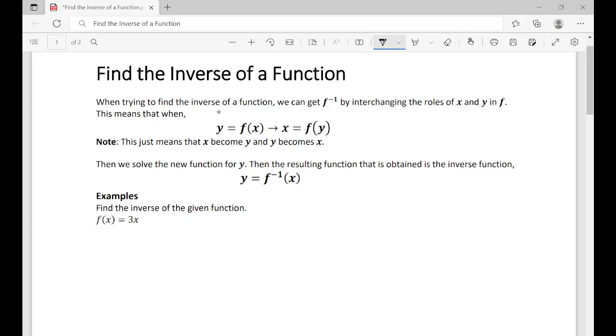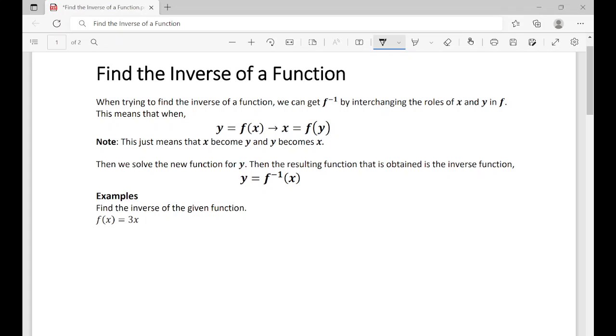When trying to find the inverse of a function, we can get f inverse by interchanging the roles of x and y in f. That means when y equals f of x, we're going to change it to x equals f of y. Fancy way of just saying that means we're just going to take x and let it be y, and then we're going to take y and let it become x. Once we do that, we solve the new function for y, and the resulting function that is obtained is the inverse function that we call y equals f inverse of x.